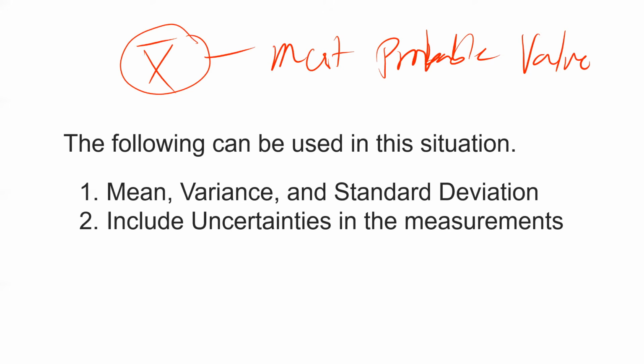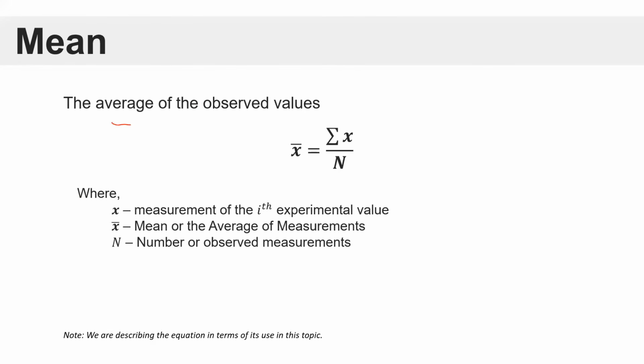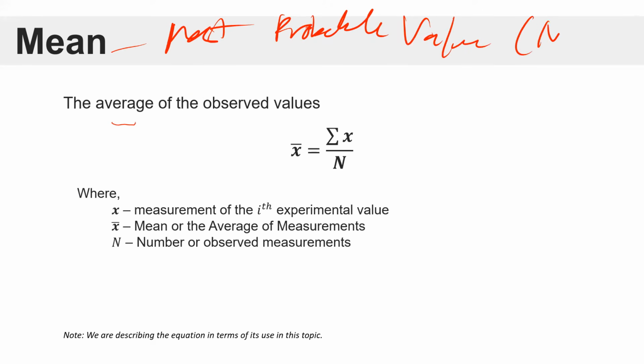Pero kapag ginawa mo to, you need to include also uncertainty. So that's why when the actual value is unknown, we can solve for the mean, variance, and standard deviation, and we need to include the uncertainties in your measurements. So again, mean is the average of the observed value. So this is considered as the most probable value or just MPV. Meaning, it is considered as the most probable value or the value closest to the true value.